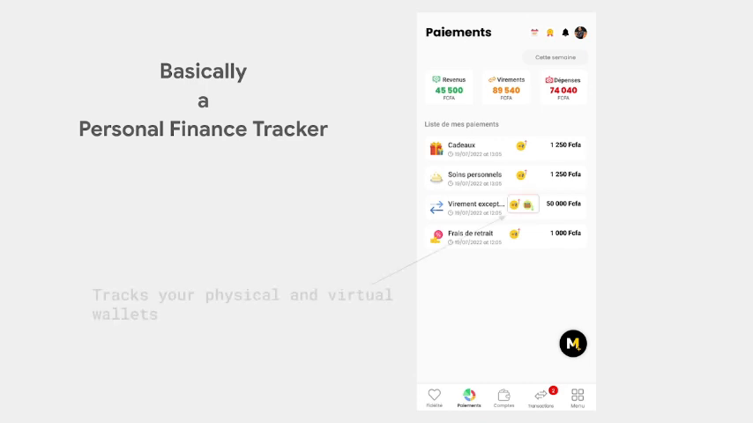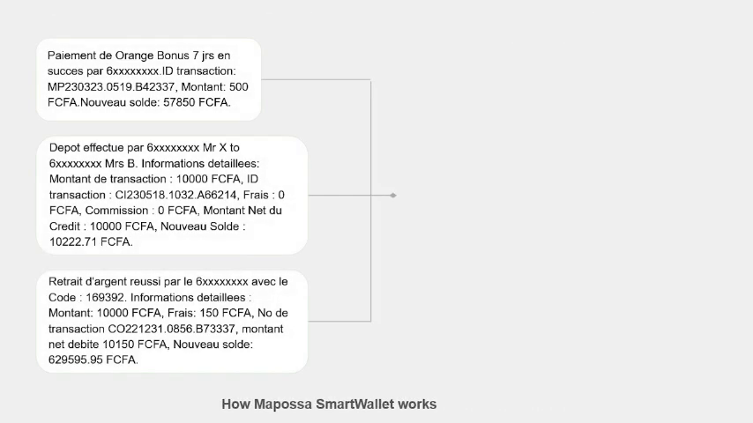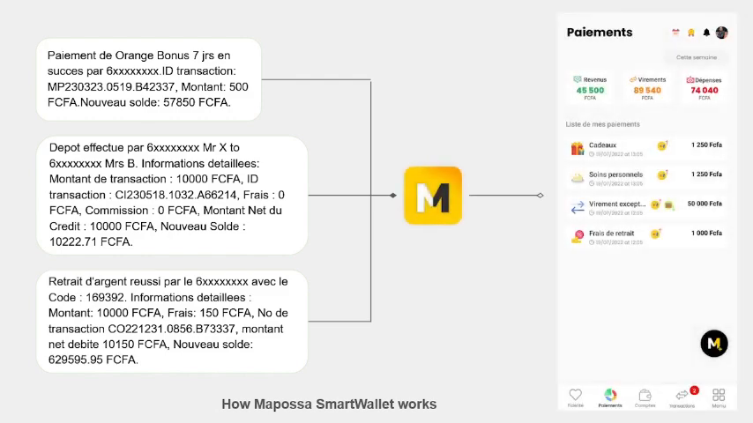But anyway, the twist we offer is that we enable users to track both their physical and virtual wallets. By virtual wallets, I think of Orange Money, Mobile Money, UBR, and all the like. It works very simply. Your financial SMS are processed by Maposa Smart Wallet and are clearly organized and summarized on a beautifully polished interface.